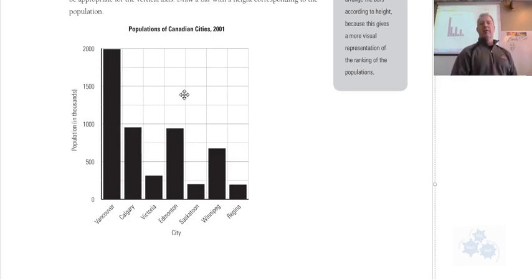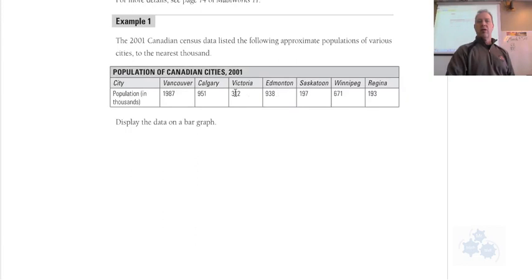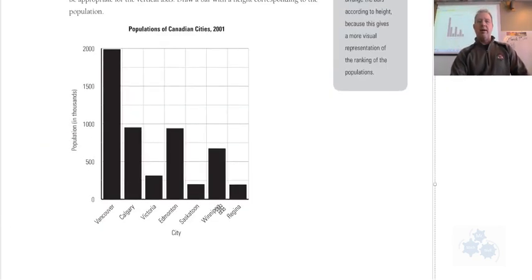But the reason why bar graphs are so nice is because if you look at this table right here, there's a bunch of 3-digit numbers, and you'd have to look kind of carefully to see how much bigger this one is than this one. I see 900 and some and 300 and some. This looks like it should be 3 times as large, but I'm not really sure how much bigger Edmonton is than Regina. But if you look at the bar graph, you can kind of see, right?